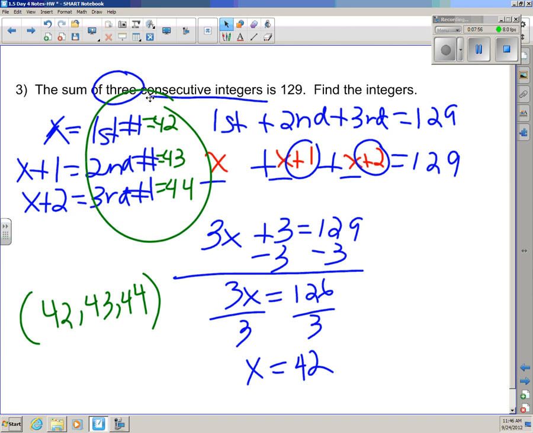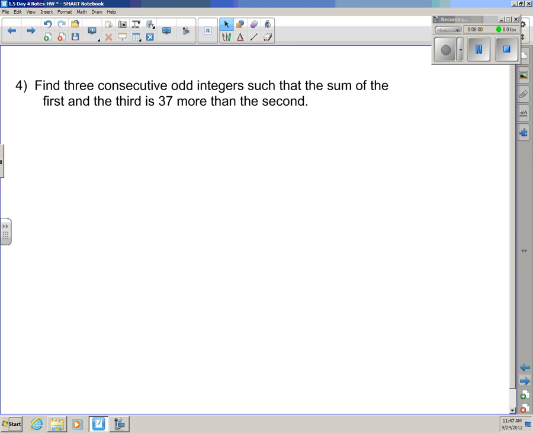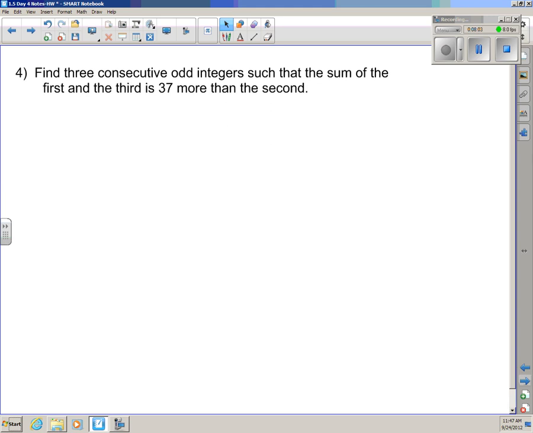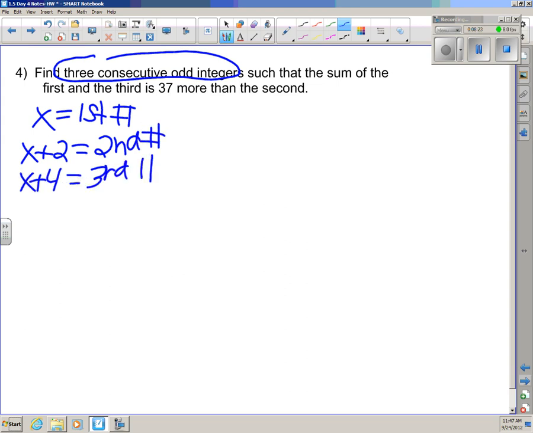Okay, let's take a look at the next one. Find 3 consecutive odd integers so that the sum of the first and the third is 37 more than the second. So let's just kind of stop here. 3 consecutive odds. So we know that x is the first. Remember, you're skipping every other. So x plus 2 is the second, and x plus 4 equals the third.